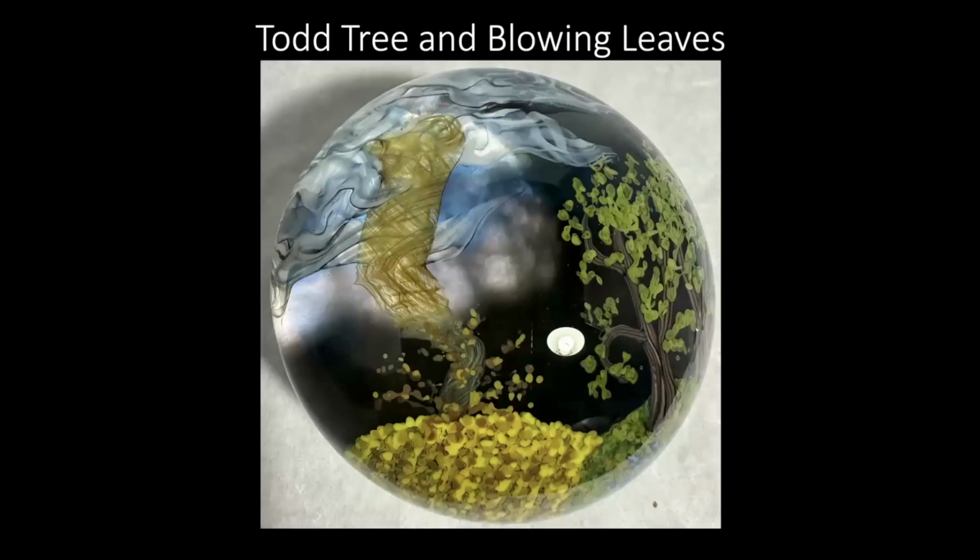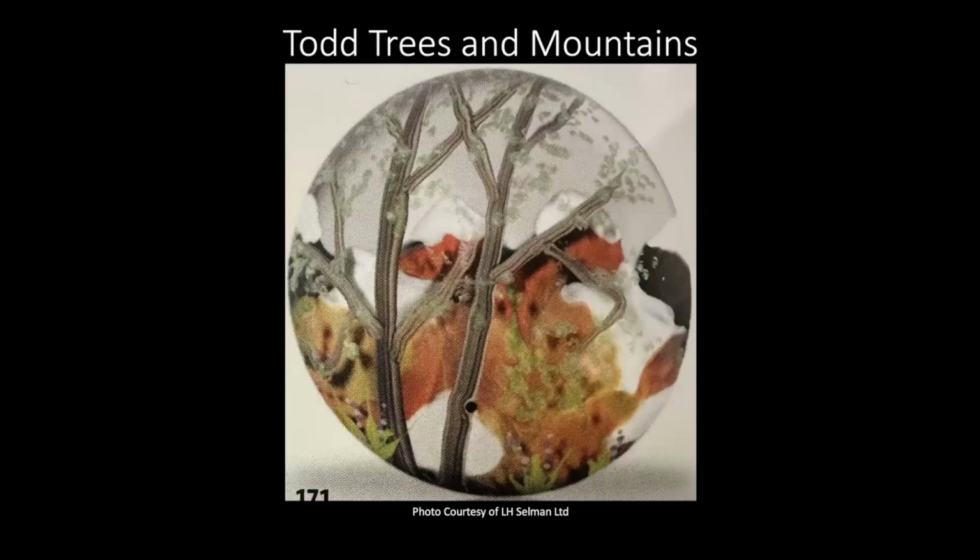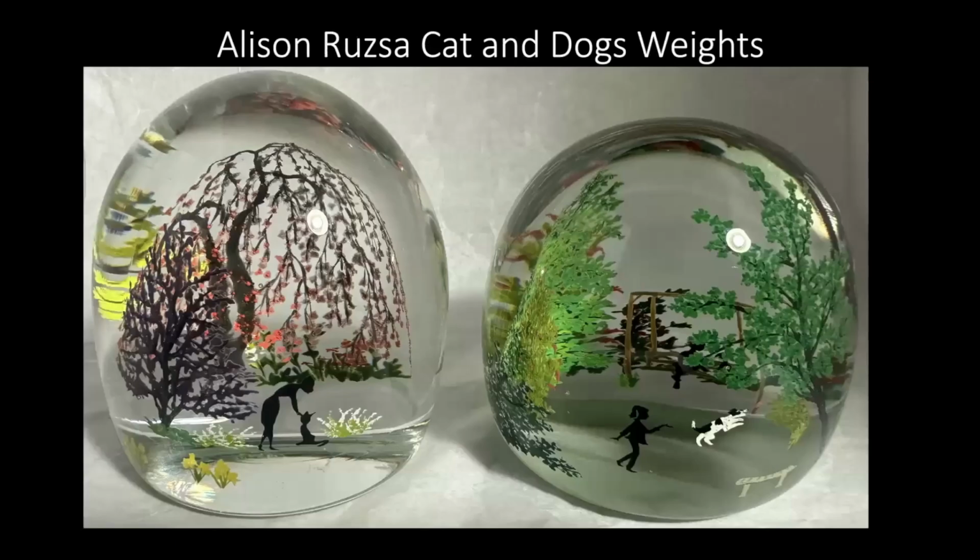We've got a pile of fallen leaves being sucked up by a whirlwind in the stormy sky. And another one I wish I had, from an image from the Selman catalog, of snowy mountains in a winter scene. I would classify most of the weights from Allison Ruza as landscapes.